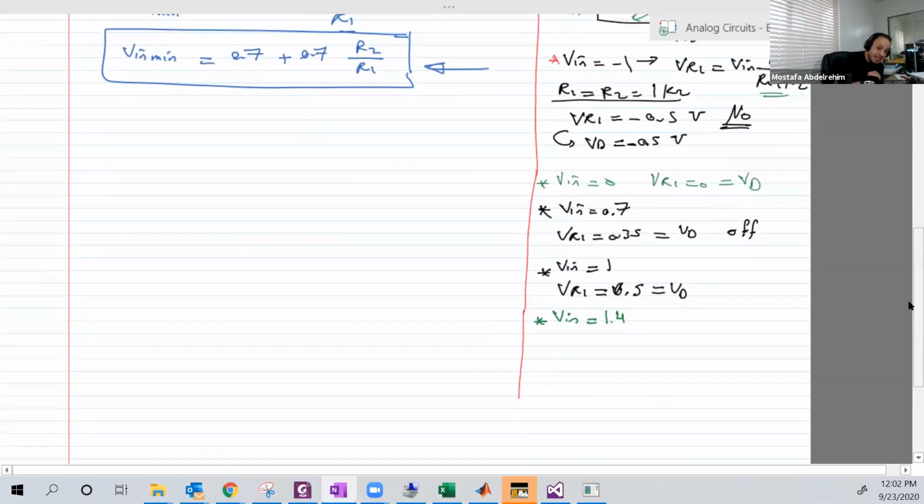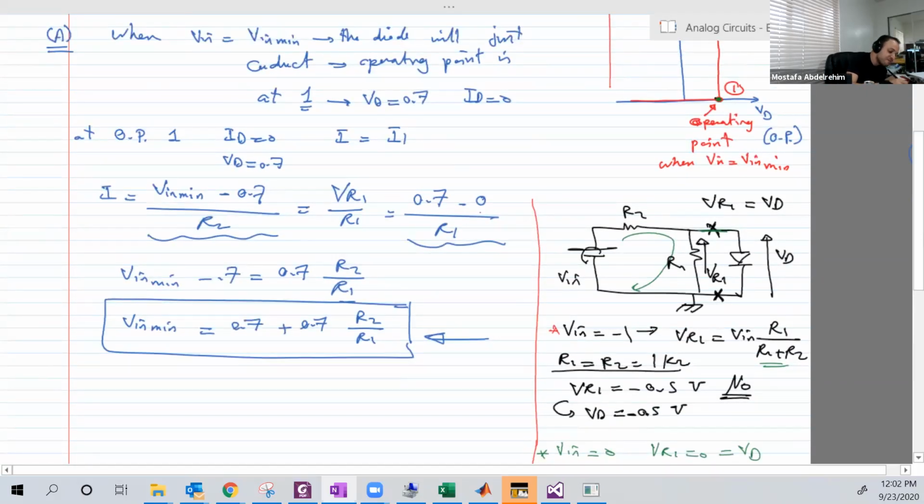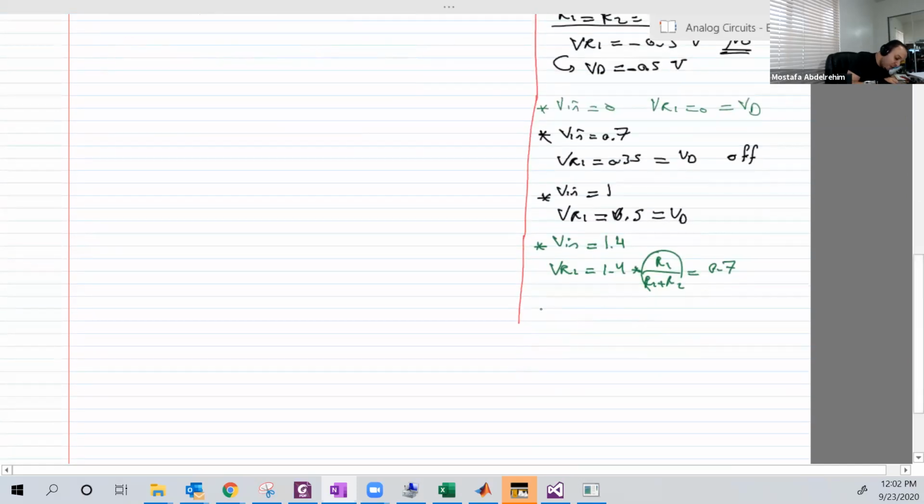Why is that? Basically, if we assume it's a transition point, again the current is 0, again the voltage divider holds, so VR1 will be 1.4 R1 over R1 plus R2. They are equal in values, so this is just a half, so 0.7. Remember, the current is 0, and we have here 0.7, so the diode is working at that point here.